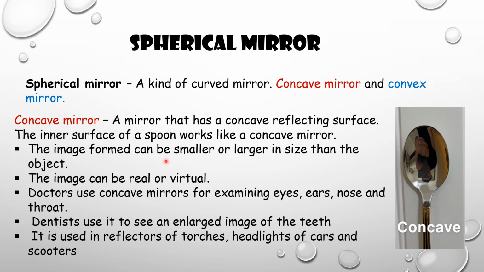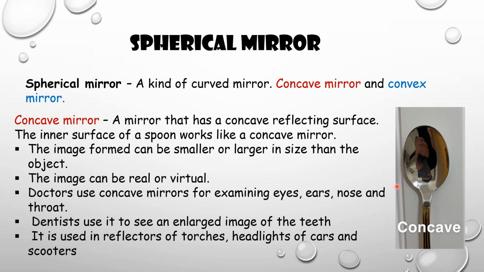The image formed can be smaller or larger in size than the object. You can see here the person holding this spoon. That person we can see here upside down. His head is here and the leg part is here, that is upside down, because that person is at a larger distance.